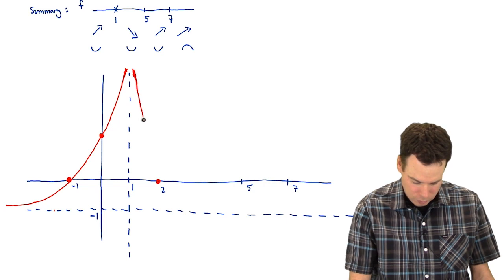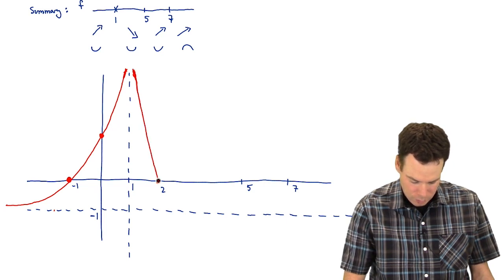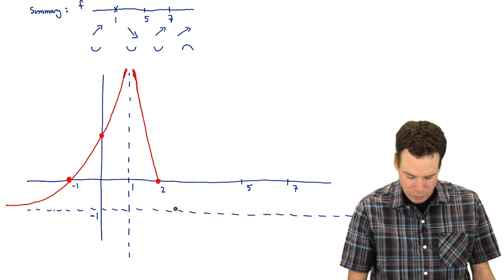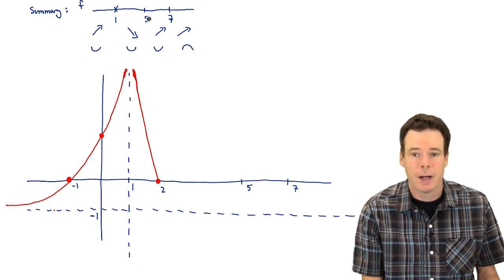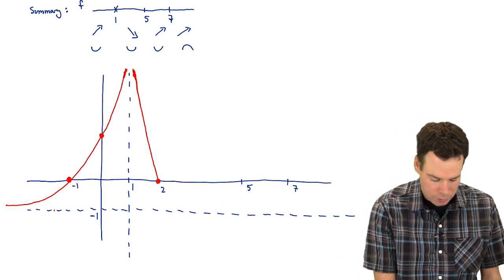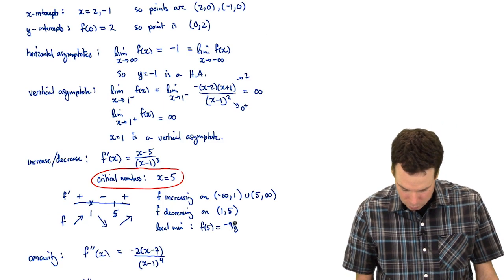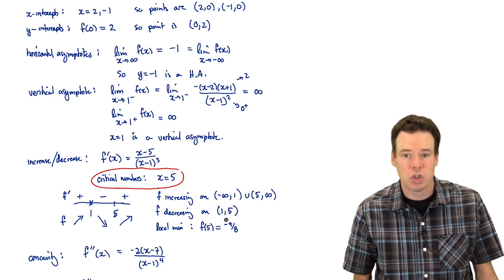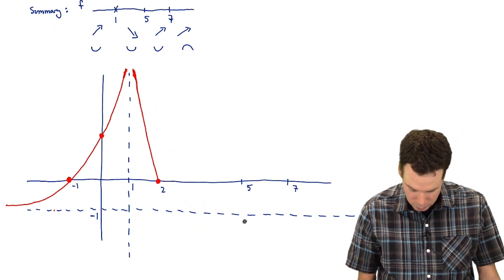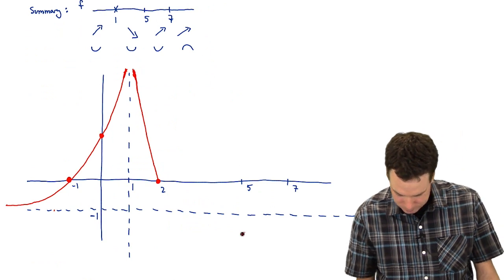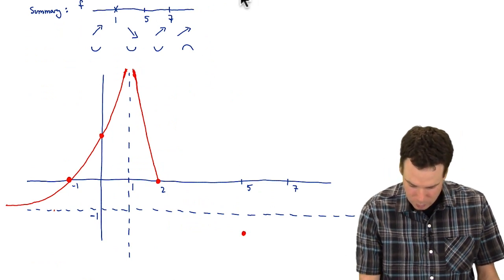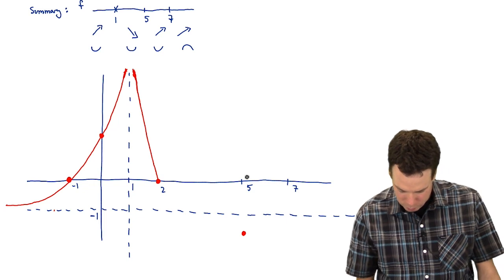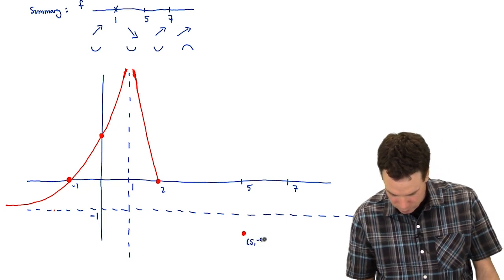So I'm coming down, down, down. Now, when do I turn around? Well, I know 5 was my local minimum. What was its value? Local minimum was negative 9/8, so that's just a little below 1. So it's somewhere down here to turn around and come back up. So that's our 5, negative 9/8.